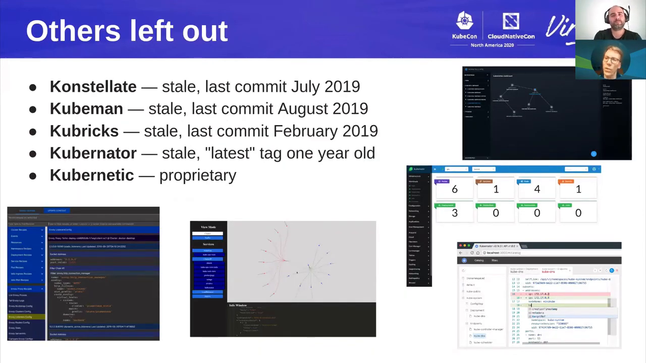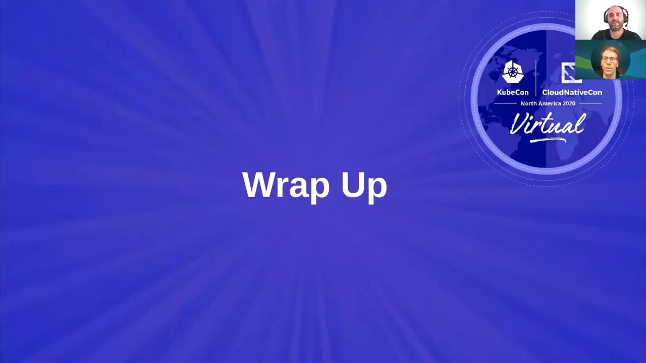Yeah, there are also some other projects which I mentioned, for example, in my blog post last year, but some of them are now stale. Kubernetes Dashboard is stale, kubeman is stale. I want to mention it briefly because it has a very nice approach with recipes. We can define recipes for views and queries across clusters, but sadly it's now also stale. Kubrix is stale. Kubernator we looked into, but the latest release is one year old on Docker Hub, and Kubernetic was out because it's not open source.